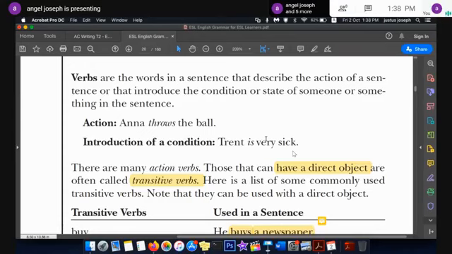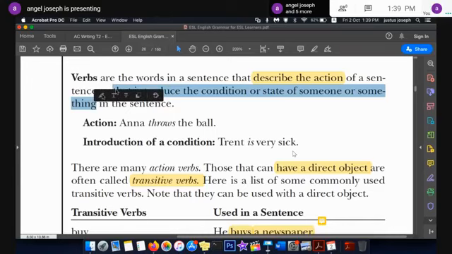So let's begin with a very basic definition of a verb. I'm sure most of us already know it, so I'll not be spending more time there. But what's a very basic definition of a verb? Anything that describes an action, we know it as a verb. Not only that, but anything that introduces the condition or state of something or someone is also called a verb. Of course we will look into many more examples and understand this.